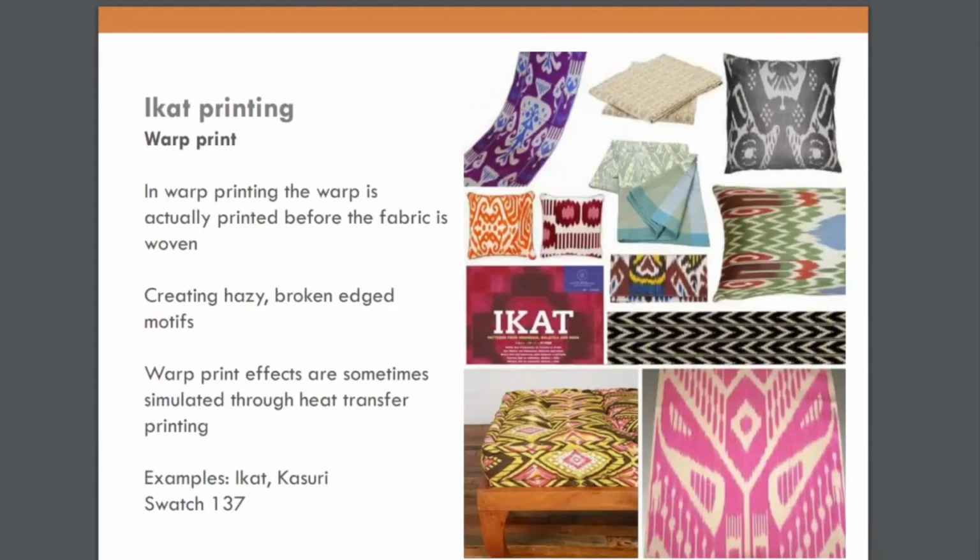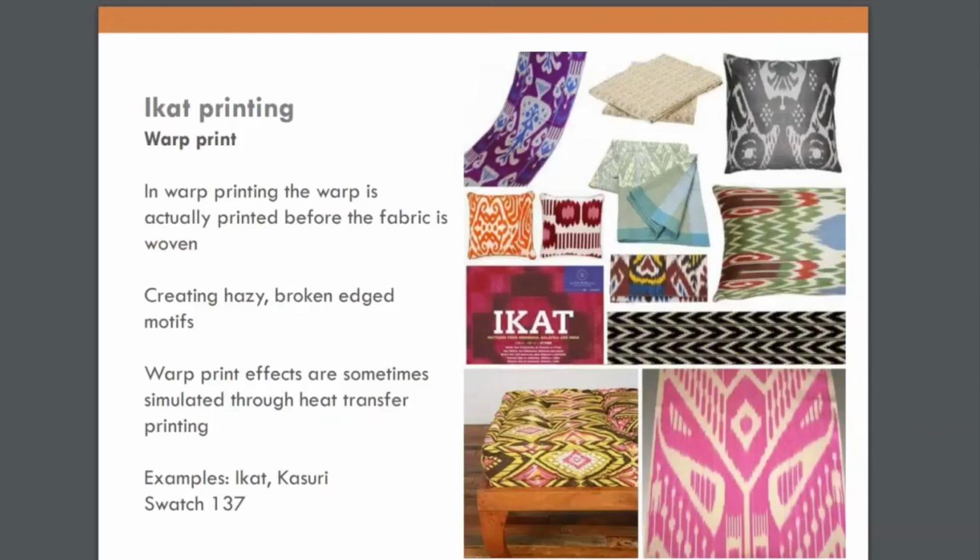Then the warp yarns are taken off of the loom, placed into the dye to dye. Then they're brought back to the loom where the weft yarns are woven through. So as a result of this process of moving and twining and taking it around, you get this broken edge effect. And that hazy broken edge motif is really what you can recognize as an ikat print. So today, warp print effects are sometimes simulated through heat transfer printing, even woven to look like this.